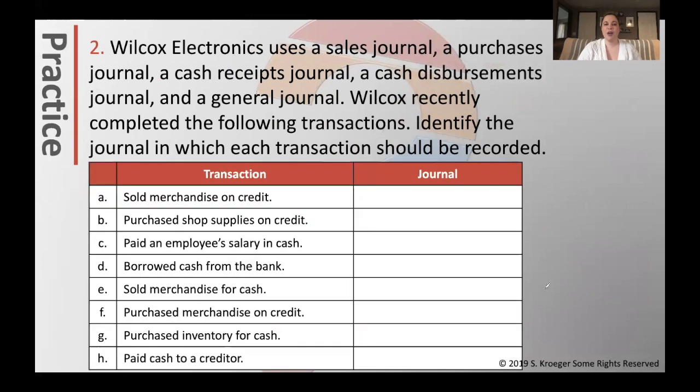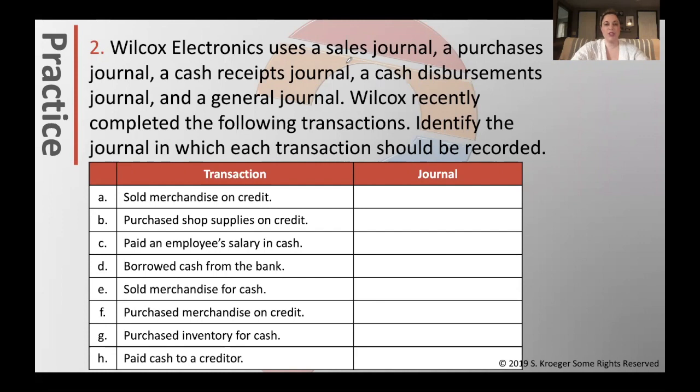Please follow along with your classwork. This is problem number 2. We have Wilcox Electronics, which uses a sales journal, the purchases journal, cash receipts, and cash disbursements journal, and the regular general journal as well. Wilcox recently completed the following transactions. Identify which journal it should be recorded in.